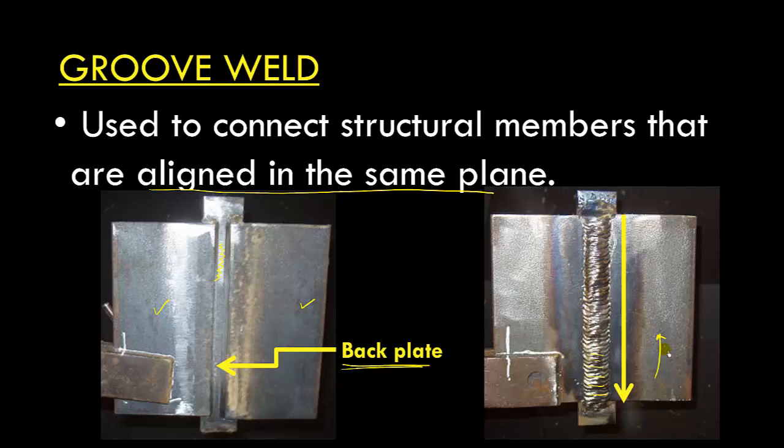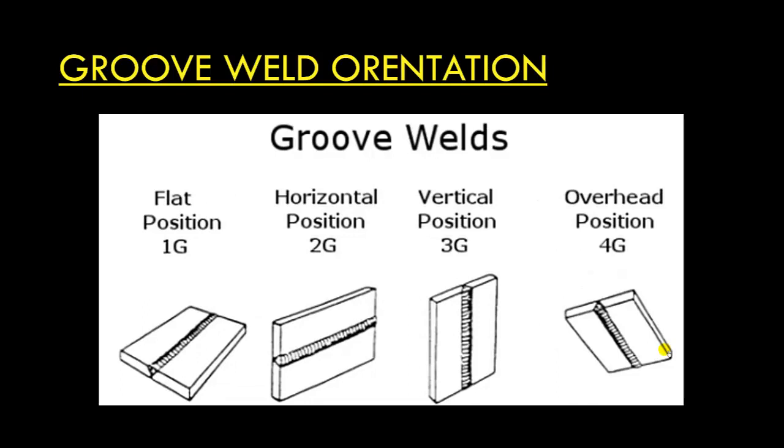Similar to fillet weld, we can also have different orientations of a groove weld. What are the possible orientations? We can have very similar orientations as in the fillet weld. We can have a flat position. This member and this member are in the same plane, and then we have a groove, and we fill this with material. This is a flat position of groove weld.